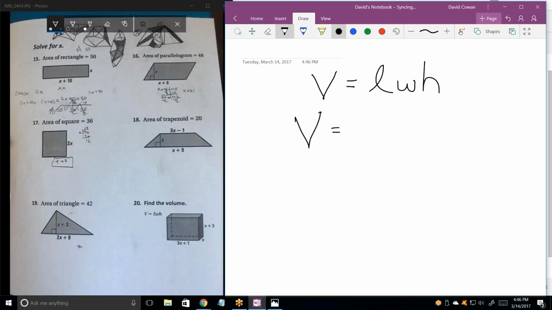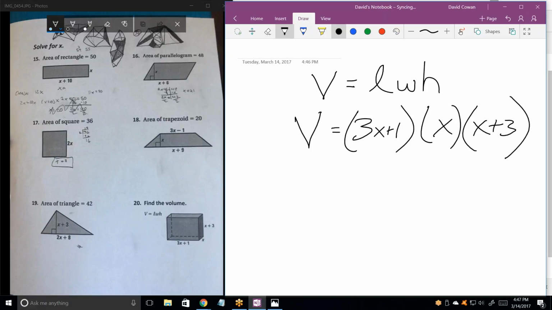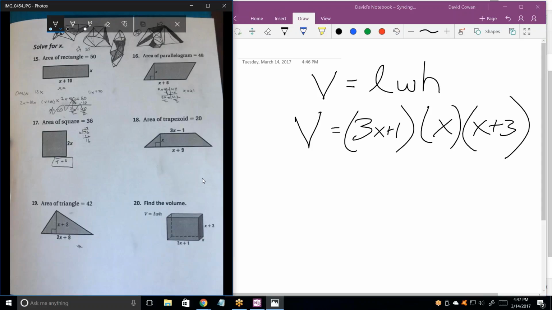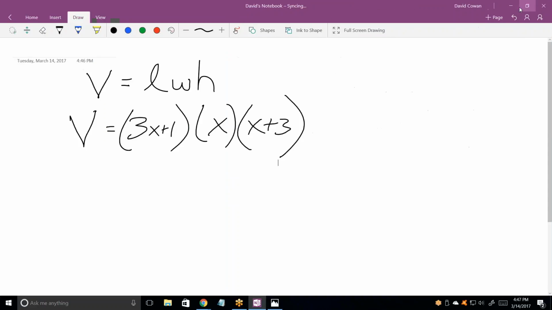What is it going to be? What's the length? The volume equals, okay, 3x plus 1. Times the width? X. Times the height. X plus 3. All right. Now, let's make sure we can do this algebra. And I'm not quite sure why they asked for the volume, because we can't solve for the volume. It depends on what x is. They didn't give us x, did they? No. So we're going to end up with the volume being a function of x, which is fine.